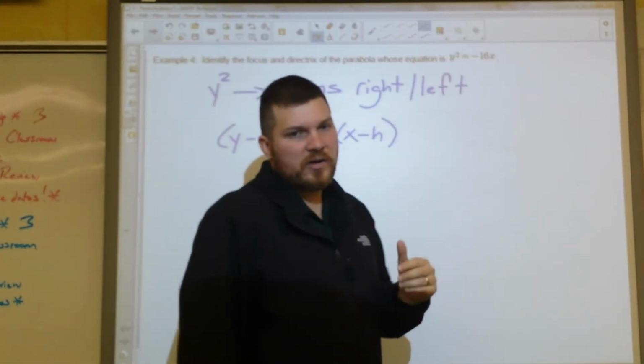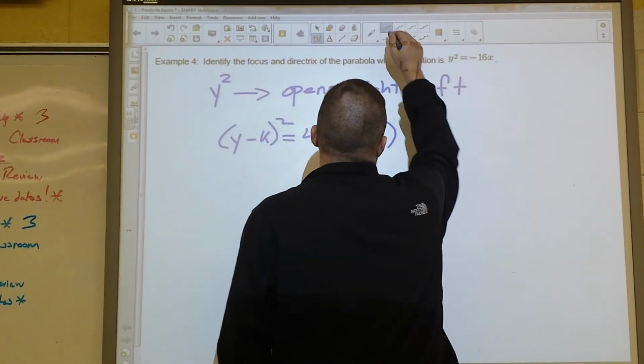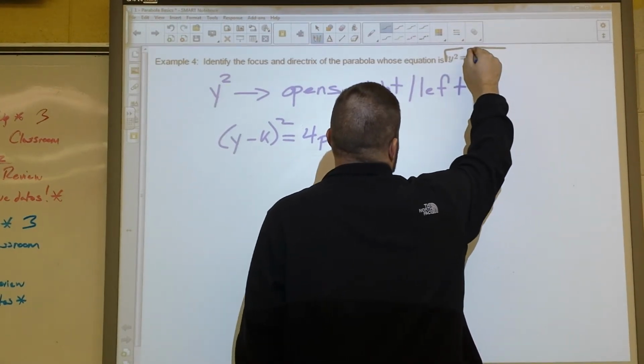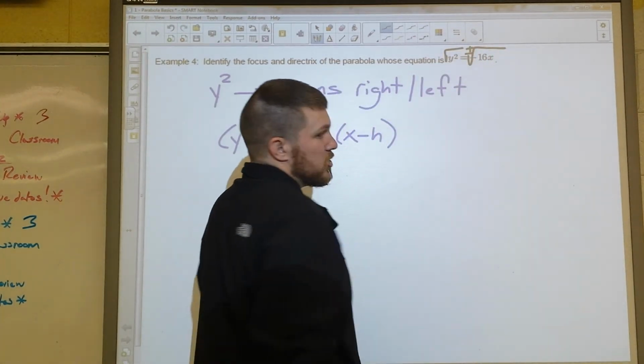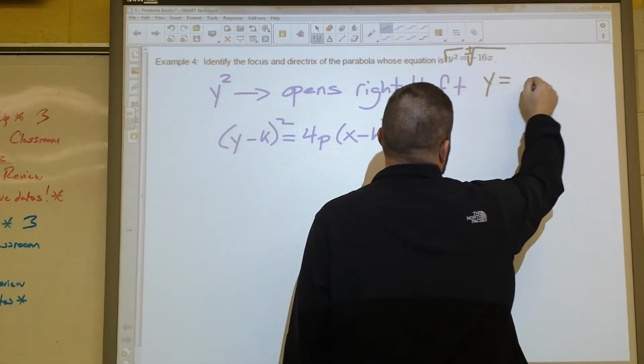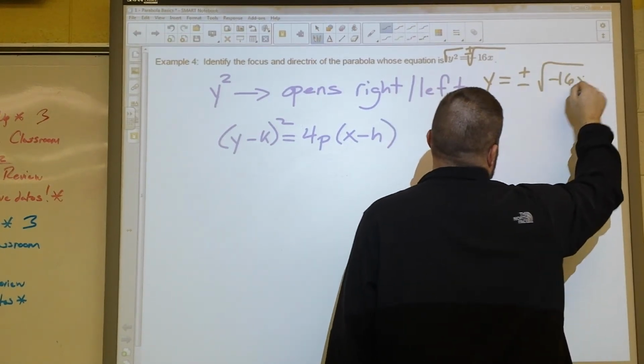However, I can't graph y squared, I can only graph y equals. So I need to get y squared by itself. To do that, I'm going to take the square root on both sides, so I'm going to say plus or minus, since it's a power of 2. So really my original problem is y equals plus or minus the square root of negative 16x.